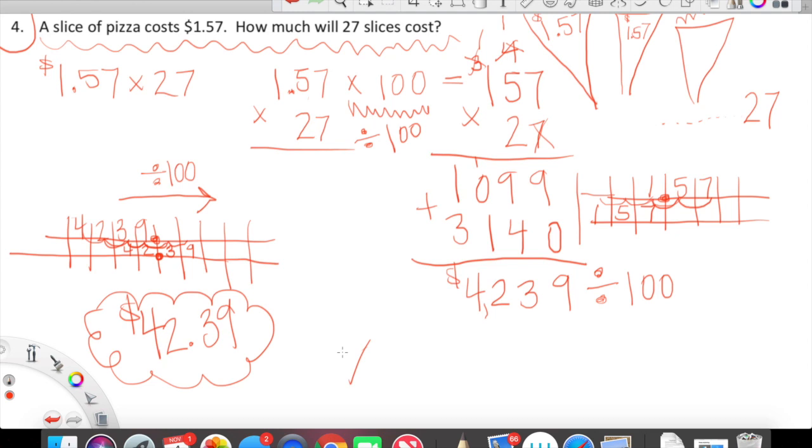Multiplication and division are blank operations. This new word starts with an R. Multiplication and division are blank operations. I've used this new vocab word a few times. If you don't know what I'm talking about, rewind and listen again.